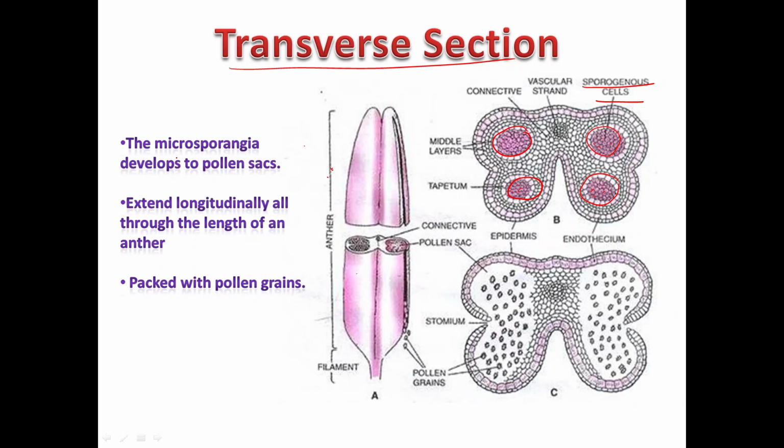This microsporangia develops into pollen sacs. This is from the top when we look into it, but actually these are all throughout the anther. It's a big sac filled with pollen grains. So how do the sporogenous cells convert into pollen grains? That we have to study in detail.